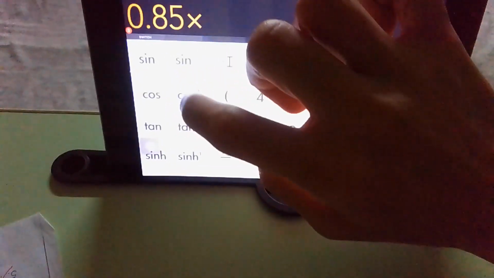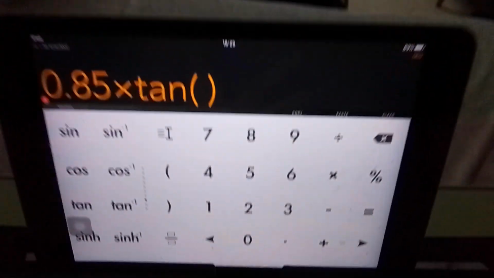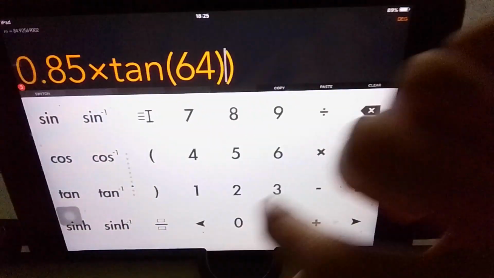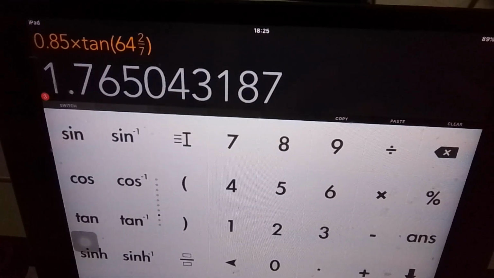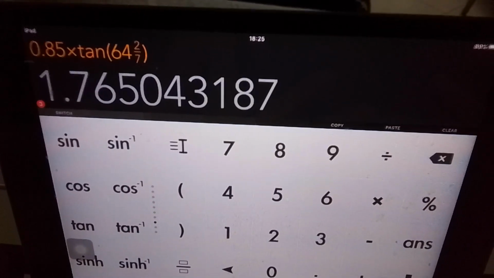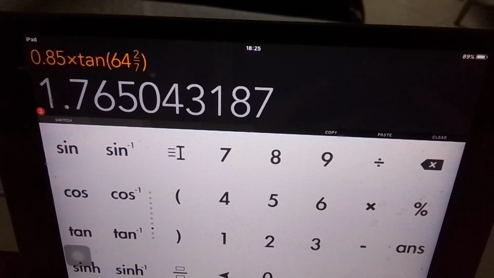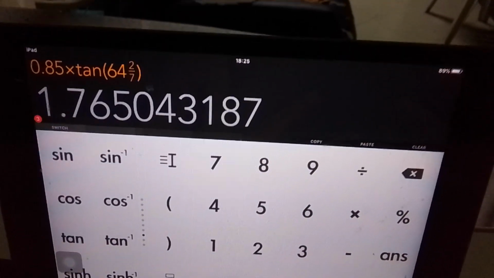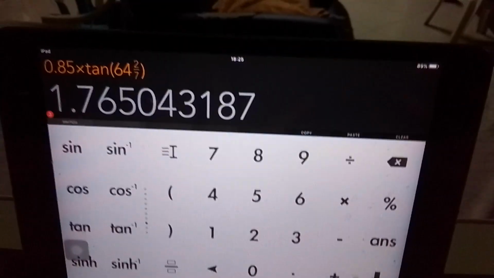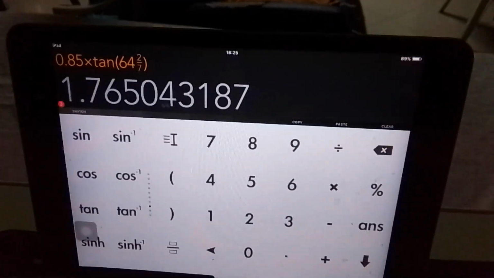Look for the tan function. Yan, there's the tan. Tan 64 and 2/7. Therefore, this should be our measure. The measure should be 1.765 or 1.77 na lang, para mas madali, if I round it off. Okay? So that is our apothem.